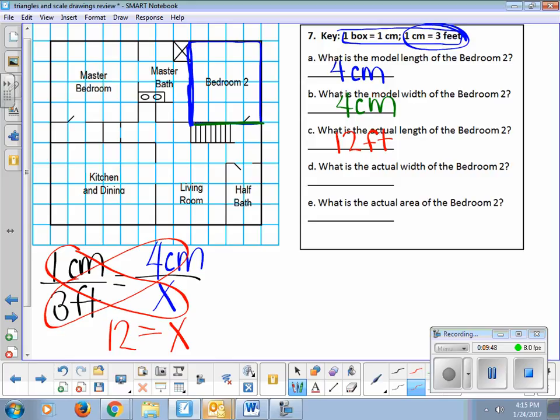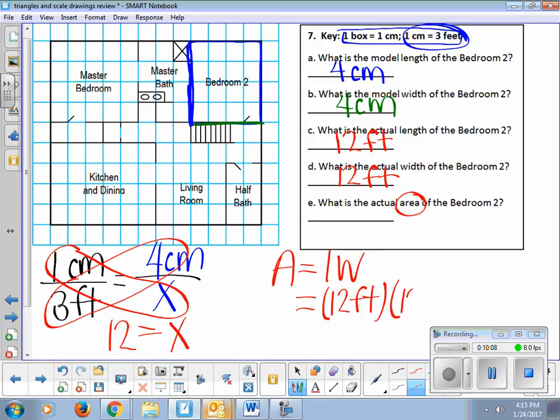If you notice, the length and the width were the same. So we know that if the length of bedroom 2 is 12 feet, then the width of bedroom 2 is also 12 feet. And the last step is to find our area. Area equals length times width. So we're multiplying 12 feet times 12 feet, and we get 144 feet squared.